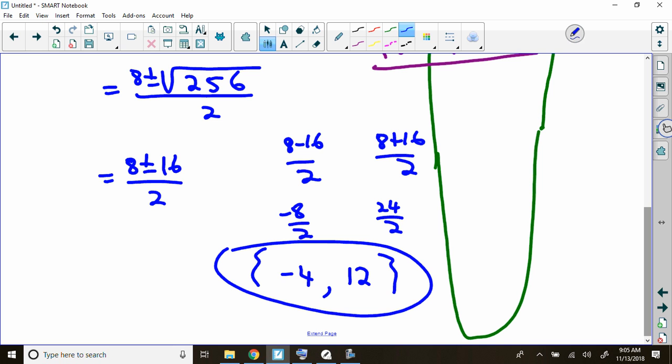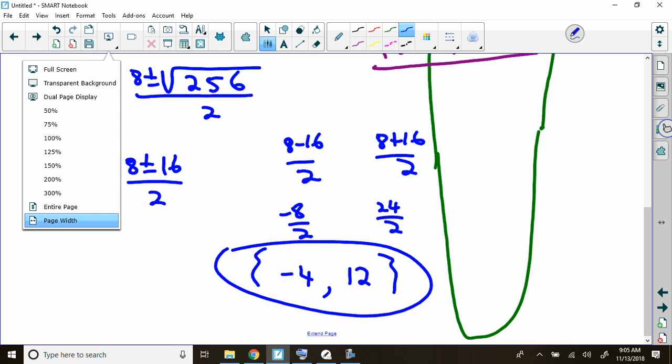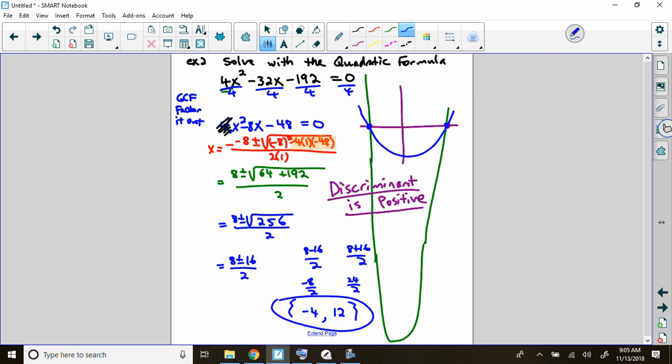Hey, wait a minute. Those answers are integers. Because the answers were integers, does anybody know what technique we could have used to solve this equation instead, and got the answer in about 1/8 the amount of work, instead of the quadratic formula?